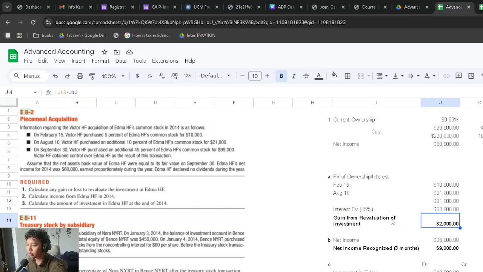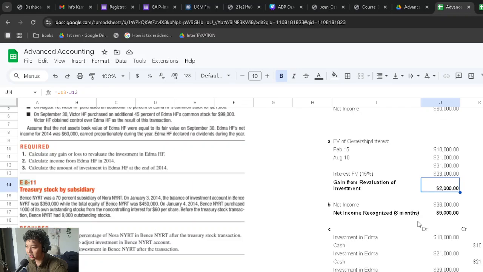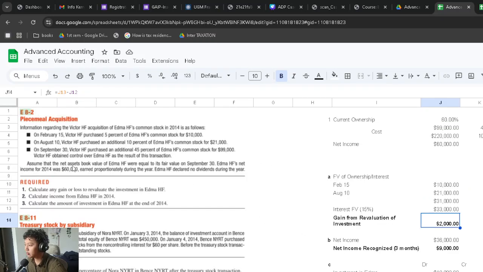Okay, second question asks different things, which is the income. They want the income, and so we have 60. 60 is not the full income. It's not the final income because we only own 60%. So we have to multiply that by 60%, which I did.